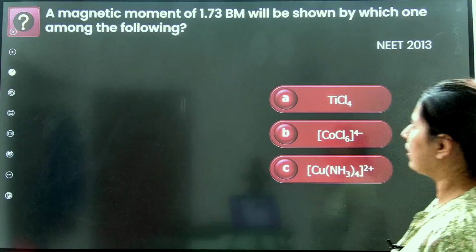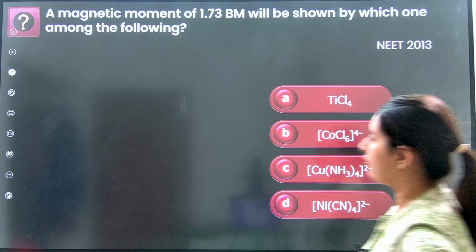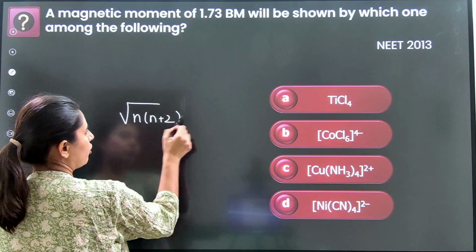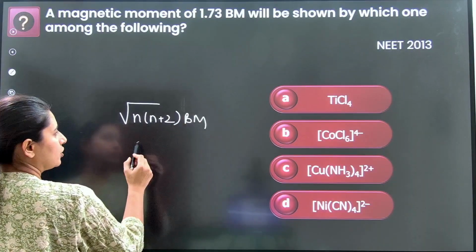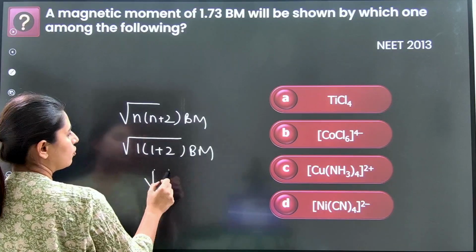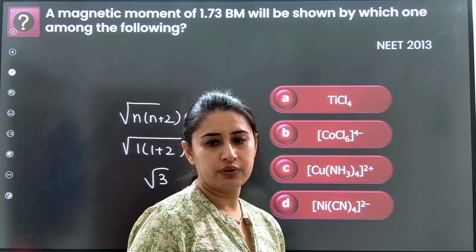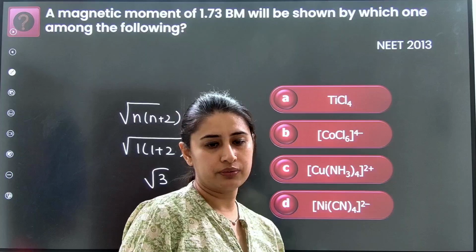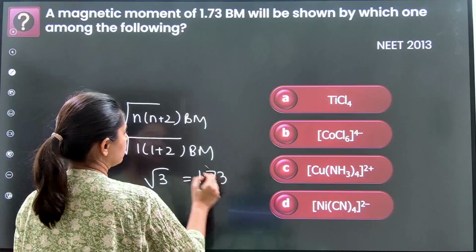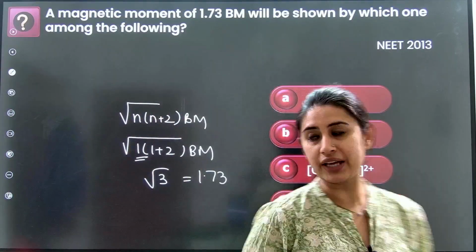Next, a magnetic moment of 1.73 Bohr magneton will be shown by which of the following? So 1.73, that means what? Root of n(n+2) Bohr magneton. If I put n equal to 1, I will have root 3 Bohr magneton. What's the value of root 3? It is actually 1.73. So how many unpaired electrons do we need? 1. Where are we getting 1 unpaired electron? That's what you have to check.